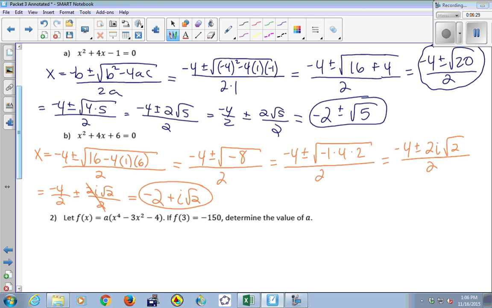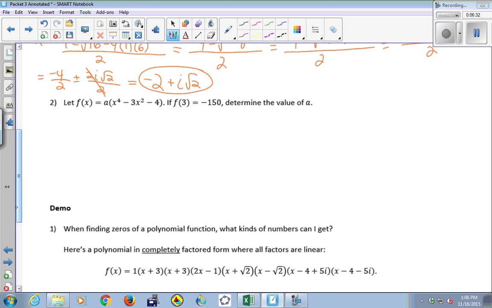All right, so one last thing in the preview. f of x is some number a, I don't know what a is, times x to the fourth minus 3x squared minus 4. And I'd like to know a, and the only information I have is that f of 3 is -150. So f of 3 means plug a 3 in for all your x's, right? So a, unknown, I'll leave it as an a. So this is 3 to the fourth minus 3 times 3 squared minus 4. And when I plug a 3 in for all my x's, I'm supposed to get -150.